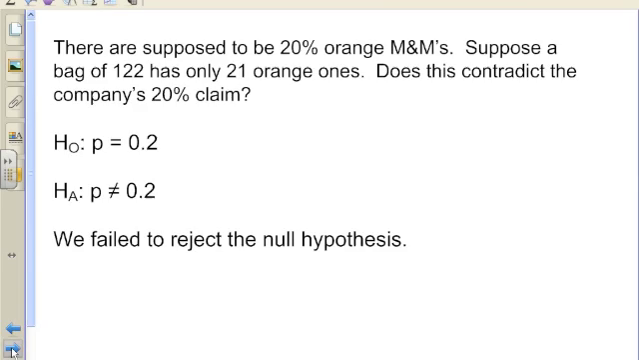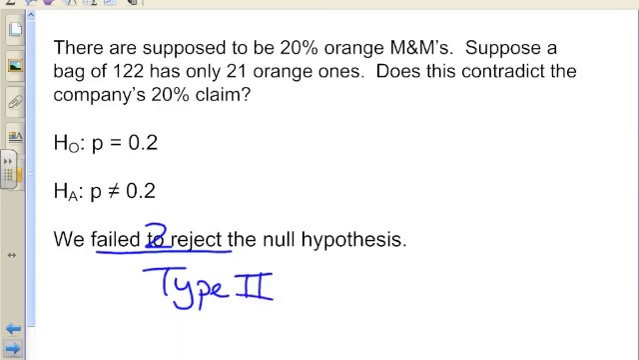All right, we've seen this one also. This was the orange M&M example, where we had our p equals 0.2 or p does not equal 0.2. And in this example, we ended by failing to reject the null hypothesis. Okay, remember, fail to reject means if we made an error, the error we made here was a type 2.